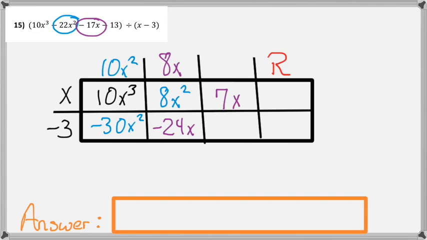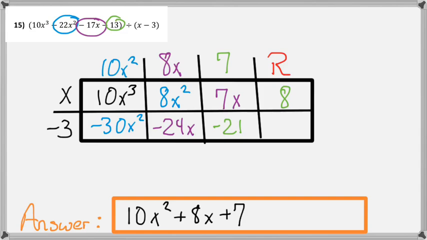And we need to put the x with it, and take and factor out what can come out, or divide, and that gives us a 7. 7 times -3 is -21. -21 plus what is going to give me that -13, and that would be a +8. So when I go down to write my answer, it's 10x squared plus 8x plus 7. And this time it's positive, so it's going to be plus 8 divided by x minus 3.